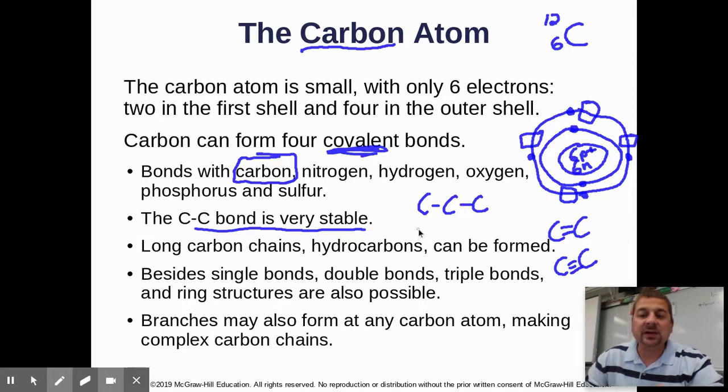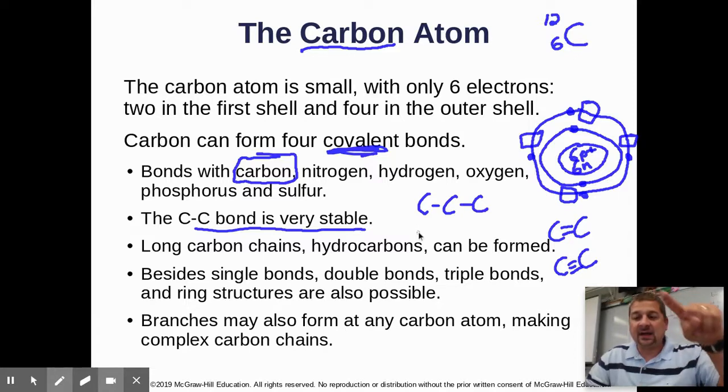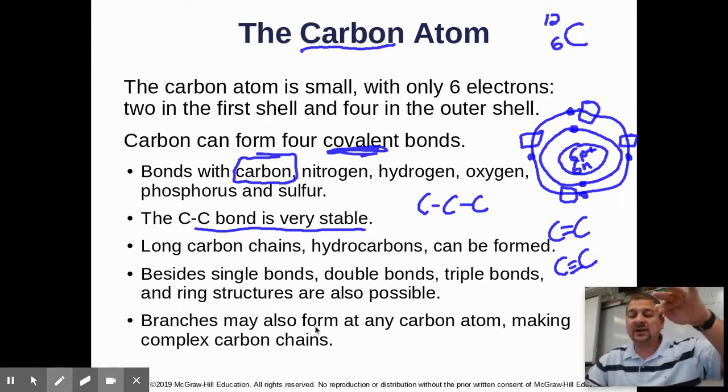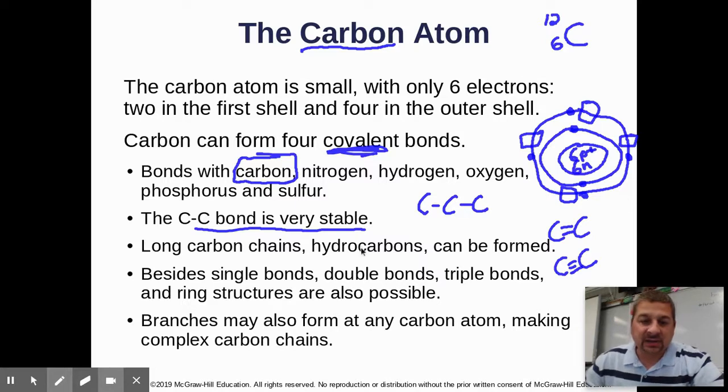When we look at glucose, we'll look at C6H12O6 and how it actually forms kind of a ring structure. There we go. They also branch off. You have carbons, and then you have a ring, and then you might have a branch of another ring or another chain. And so you get these very complex molecules because carbon is bonding to itself.